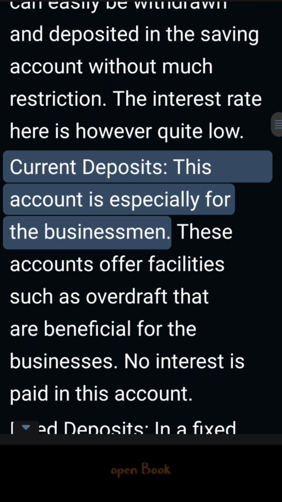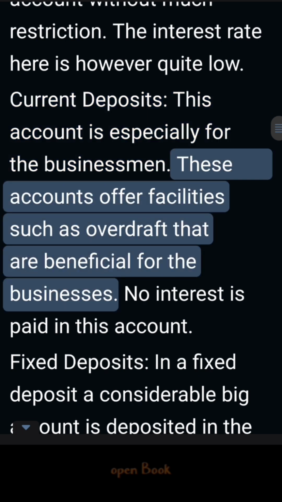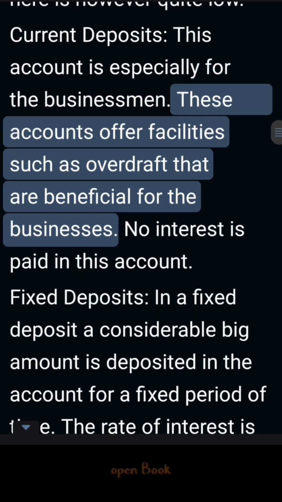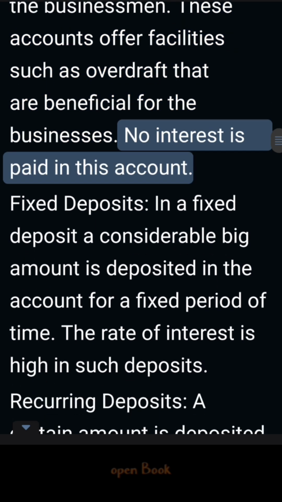Current deposits. This account is especially for the businessmen. These accounts offer facilities such as overdraft that are beneficial for the businesses. No interest is paid in this account.